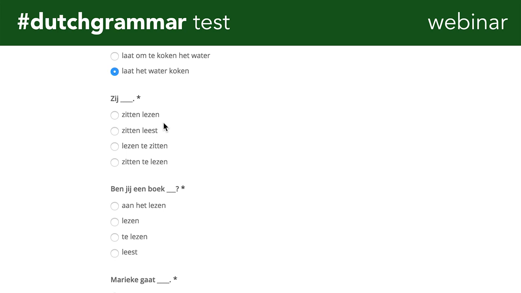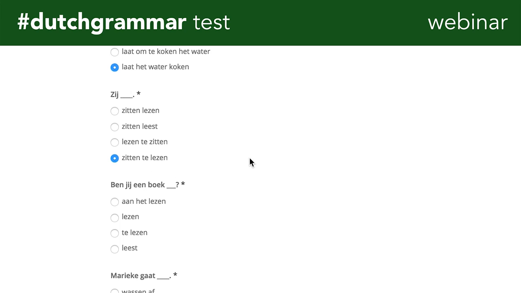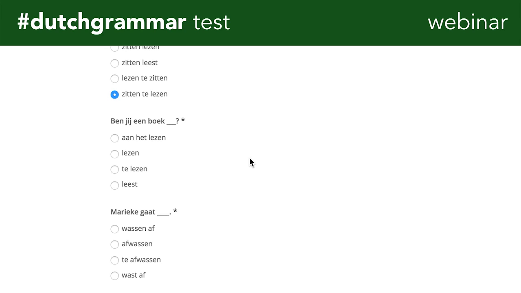Lesson 36. The verbs staan, zitten, liggen, hangen and lopen indicate a position. We can use them in combination with another verb to indicate someone is doing something in a certain position. In that case, the position verb is the finite verb. The other verb comes with te plus infinitive in the end. Answer 4. Zitten te lezen.